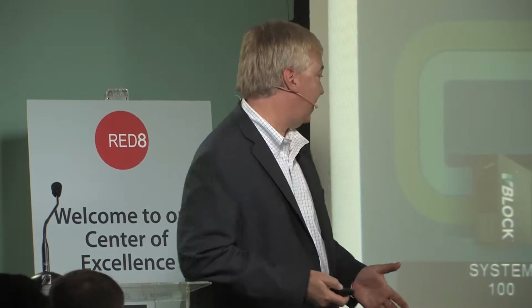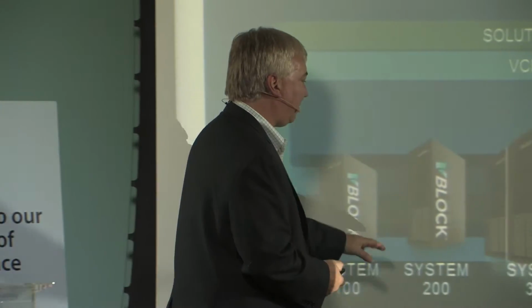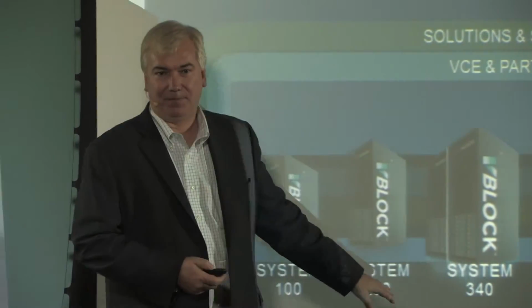So what is the product line? Finally a product, holy cow. System 100, these are small remote office, branch office. System 200, this is the entry-level data center product line. Takes advantage of some of the smaller EMC VNX storage products and uses pizza box servers. The 340, this takes advantage of the full breadth of the EMC VNX product family and other storage modalities.